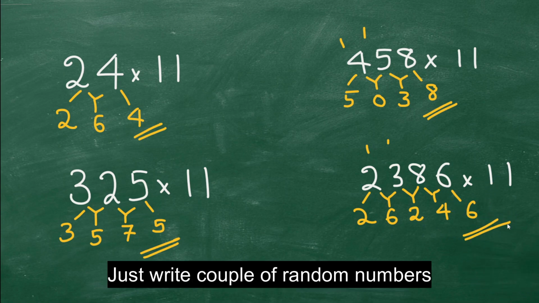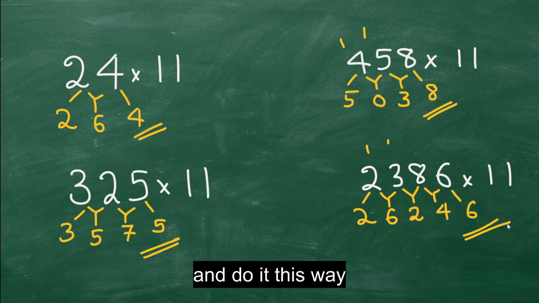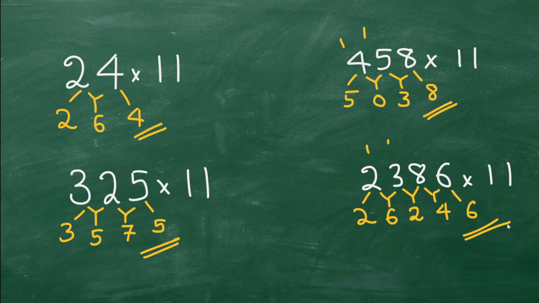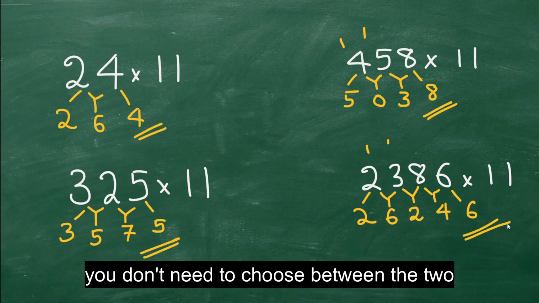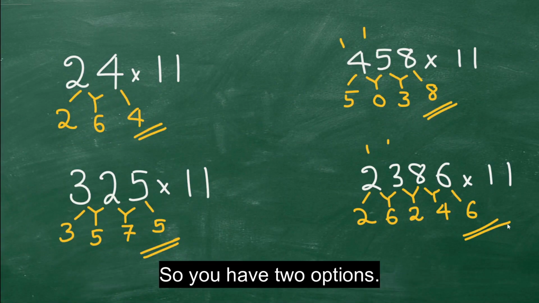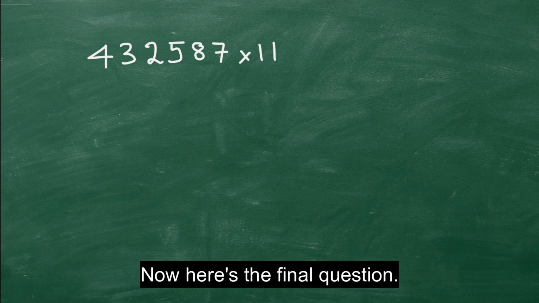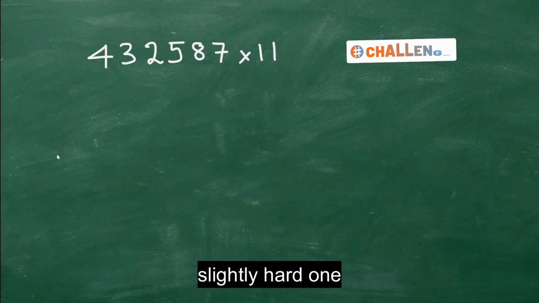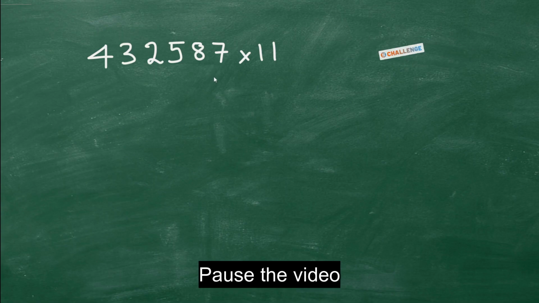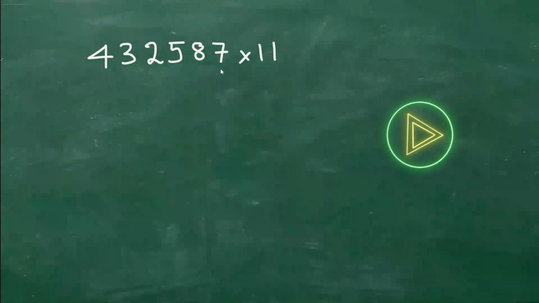If you want to practice this, come up with your own questions. Just write a couple of random numbers and do it this way and compare it with your normal method. Well, you don't need to choose between the 2 methods, but learn them both. So you have 2 options. Now, here's the final question. This is a slightly hard one with the number of digits. Pause the video and give this a try.